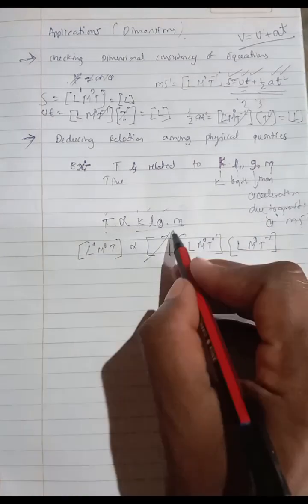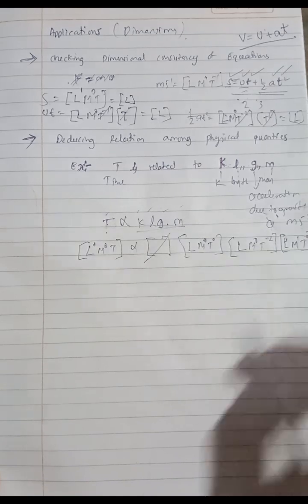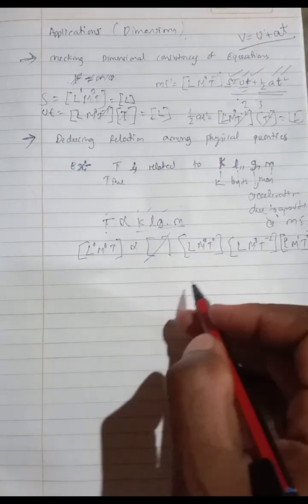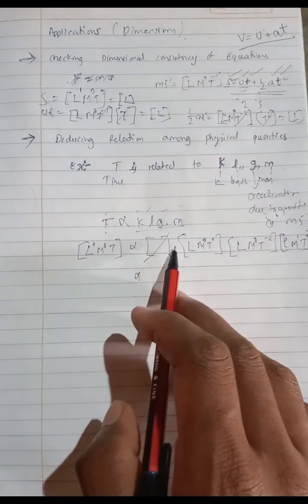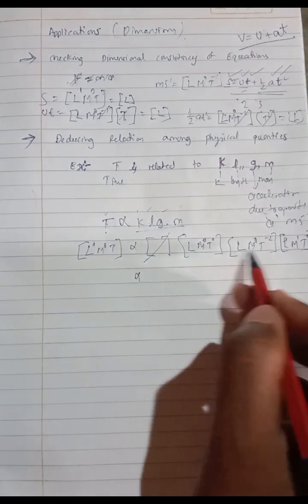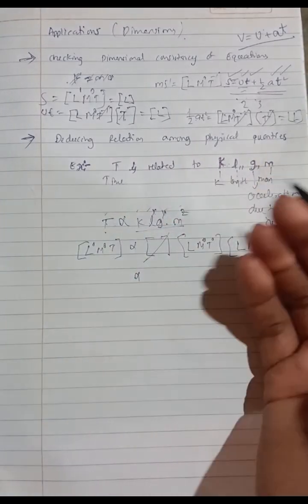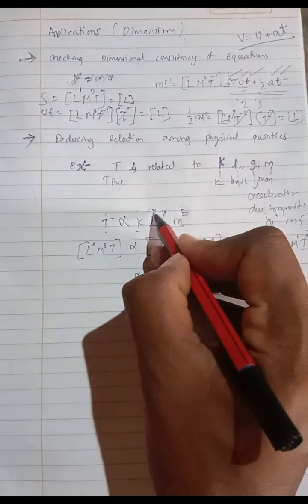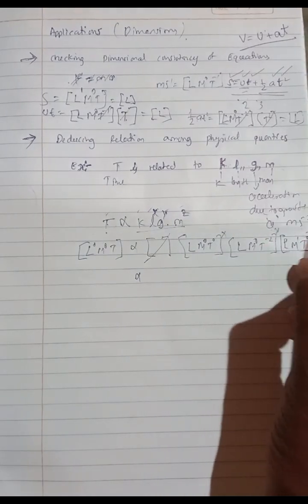So m, in the sense it is mass, so L0, M1, T0. The right hand side and left hand side should satisfy both. In this case, let's keep these powers as x, y, z. xyz means it is dependent. Let's say t may be proportional to l to the power x, g to the power y, m to the power z. The power should be xyz, so it will be directly multiplied as xyz.